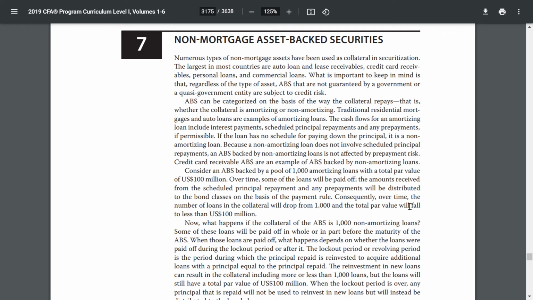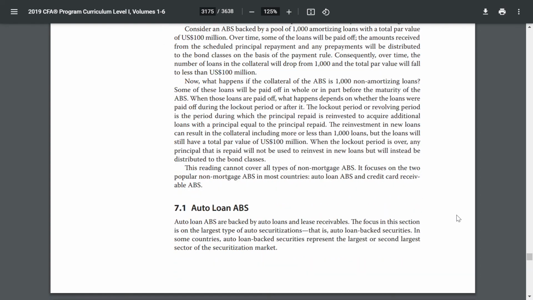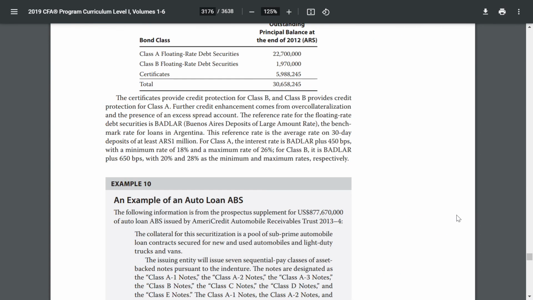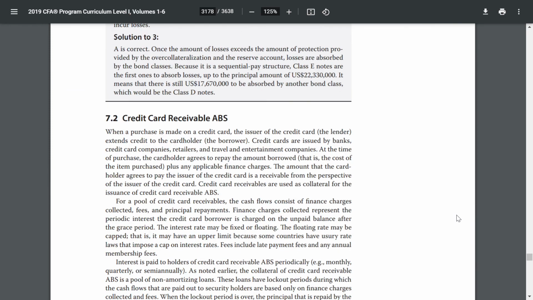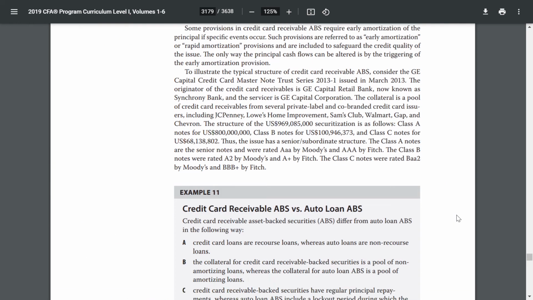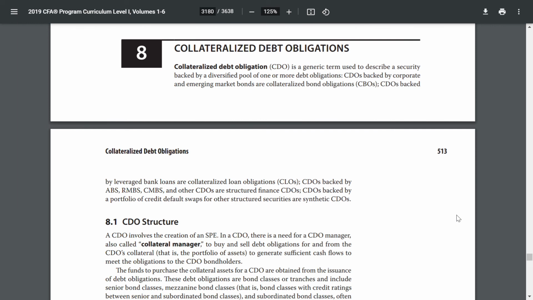If the loan has no schedule for paying down the principal, it is a non-amortizing loan because a non-amortizing loan does not involve secured principal repayments. ABS backed by non-amortizing loans is not affected by prepayment risk. Credit card receivables ABS is an example of ABS backed by non-amortizing loans. Auto loans, we got credit card ABSs.